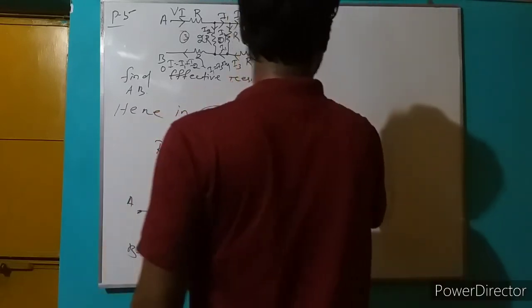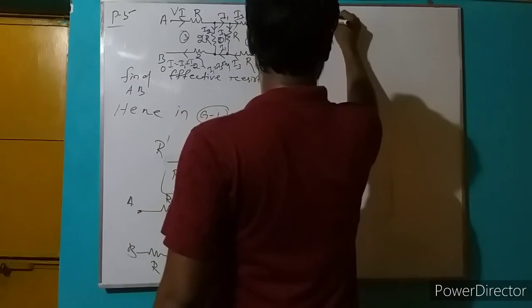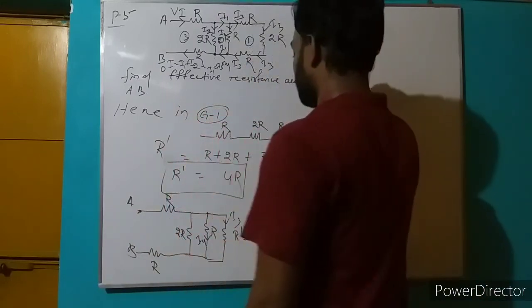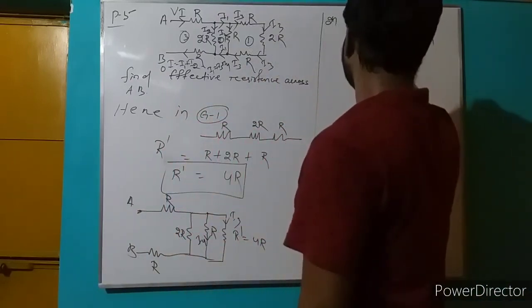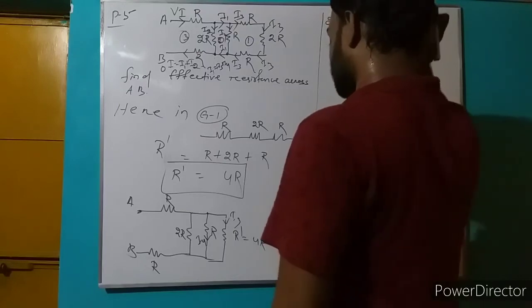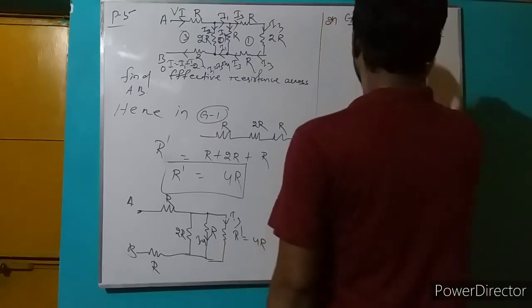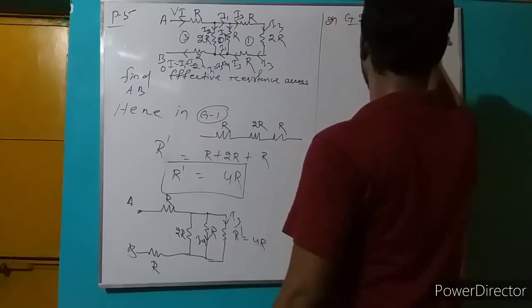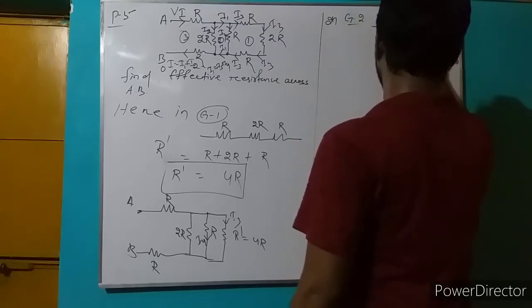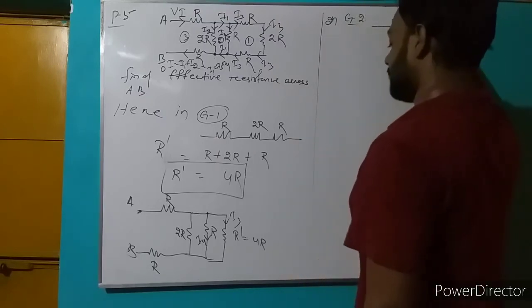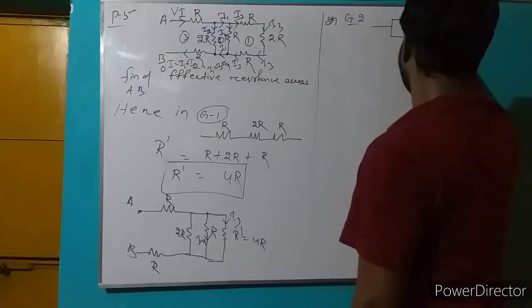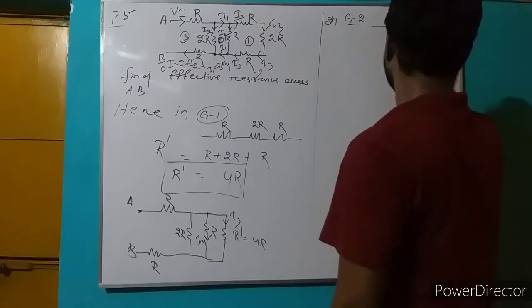So in group 2, what will happen? Two resistors: this one is 2R and this one is R, so that is 4R and this one is R.